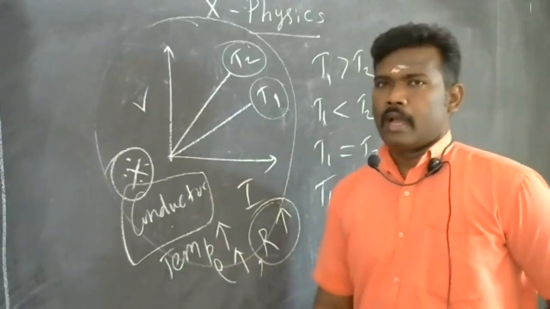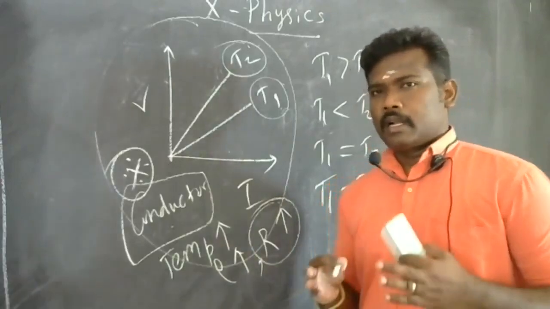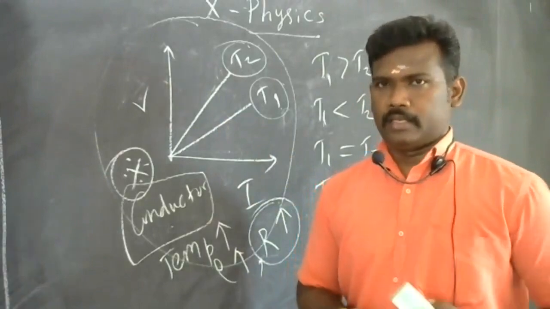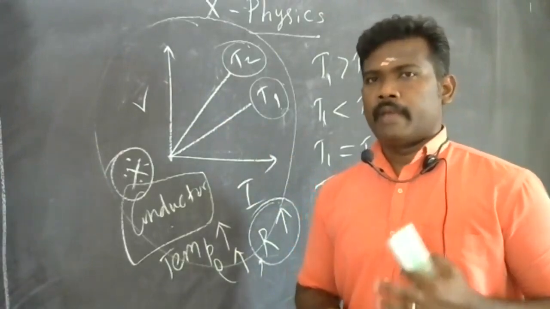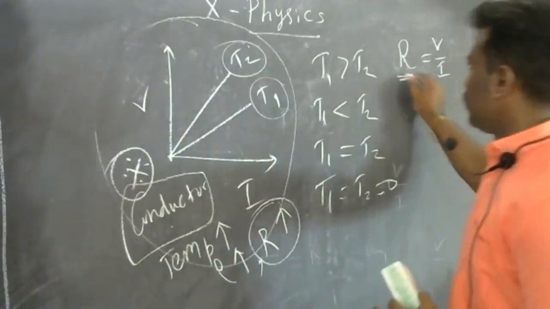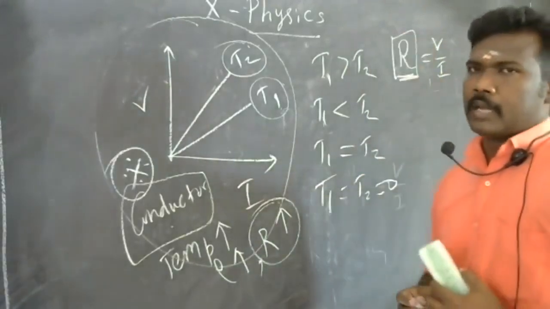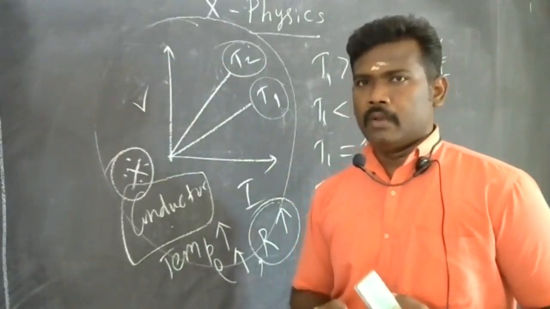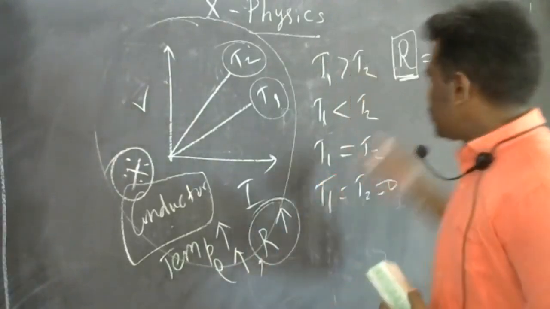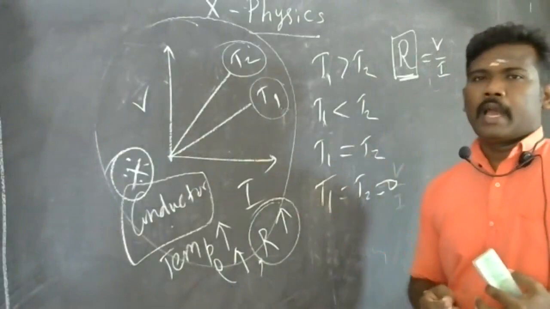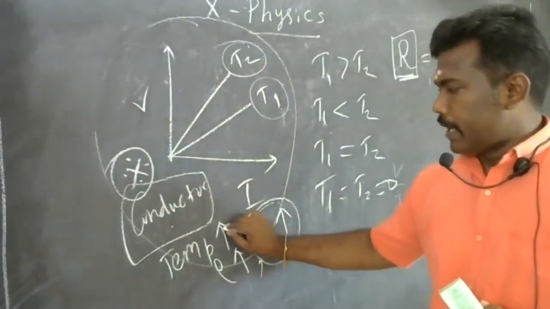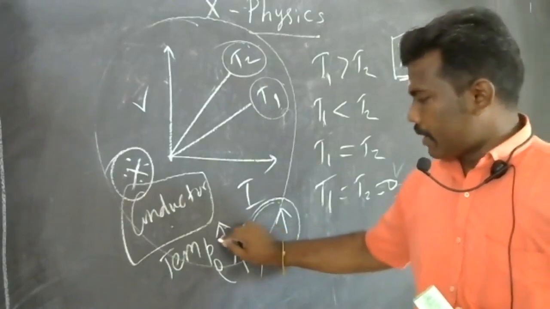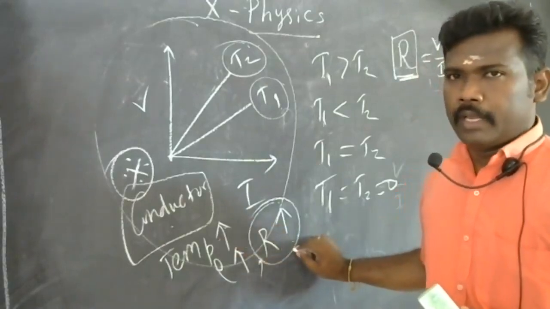So in this graph, which curve has the greater resistance, or which slope has a higher value, because the slope is nothing but R. In this graph, slope is R. So the curve whose slope has the higher value is at the higher temperature. Temperature greater means resistance also greater. Temperature high, resistance of the conducting material also high.